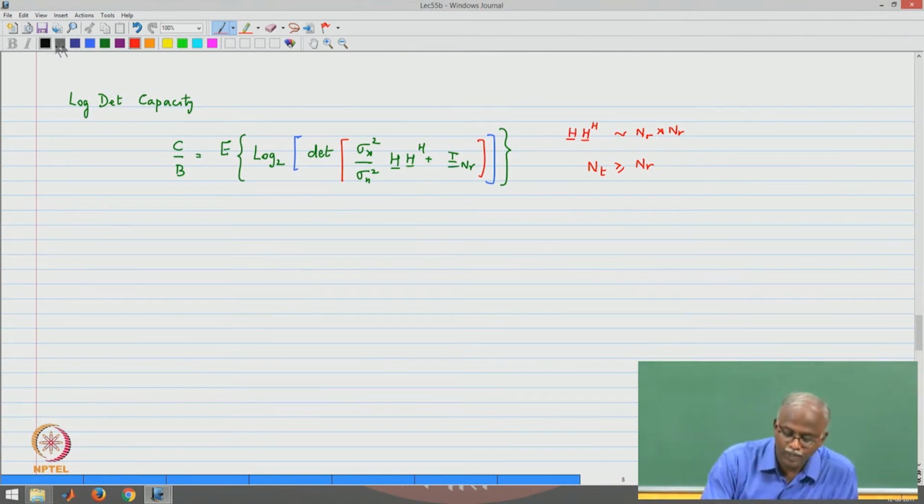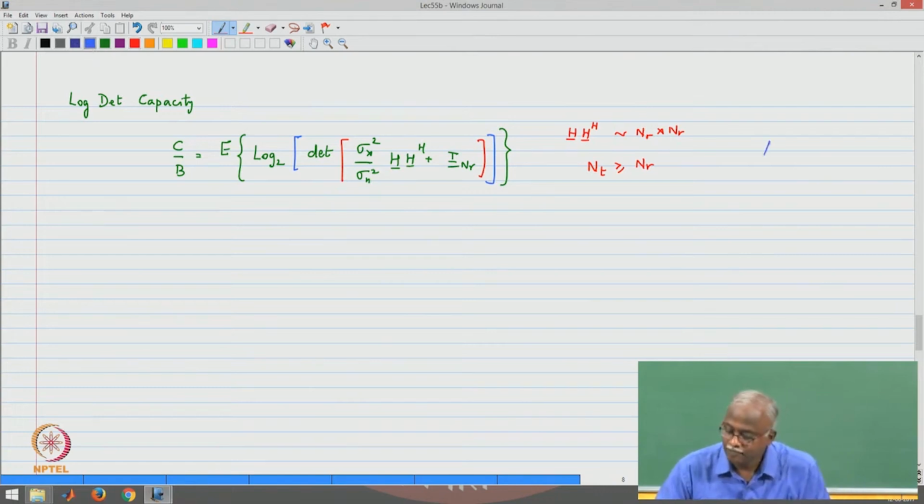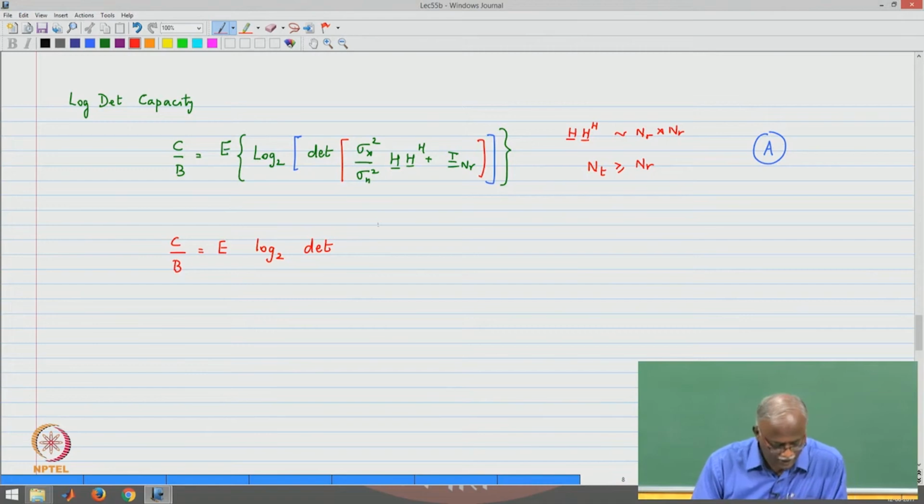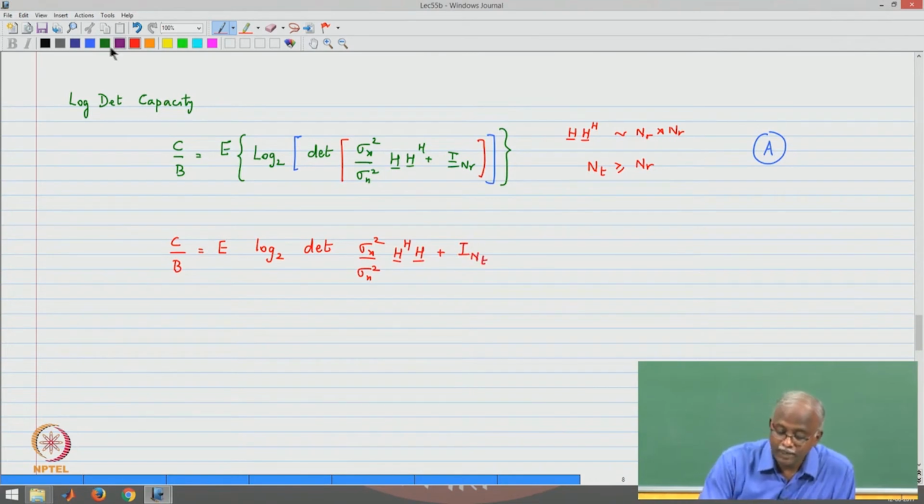So, let me call this expression A, the log det capacity expression A. Now, the alternate form of this can be given as C by B is equal to the expected value of logarithm base 2 of the determinant of sigma x squared by sigma n squared H Hermitian times H plus I n t. Now, let me just draw the brackets. This is the determinant, this is the logarithm and the expected value.